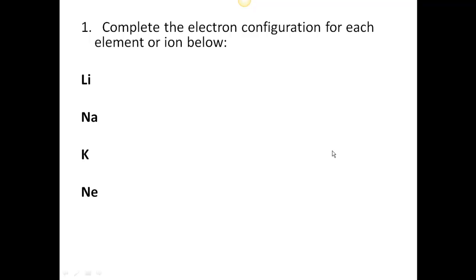So what I have to do is look at each element, and I notice that lithium is element number 3. So my first two electrons go in the 1s orbital, and my next one goes in the 2s, and I only have one of them. So my total here, 2 plus 1, is equal to 3. What I'm doing is looking at every electron, figuring out where it exists.